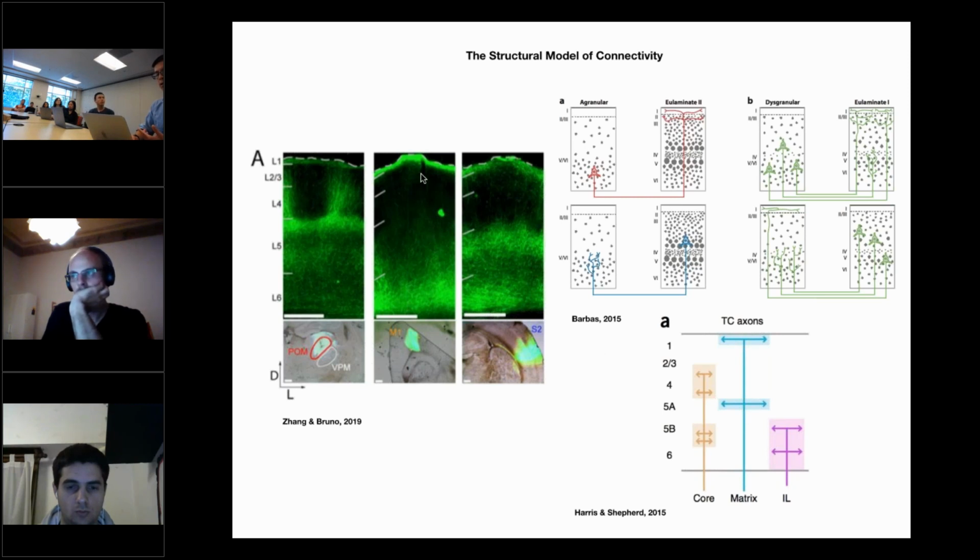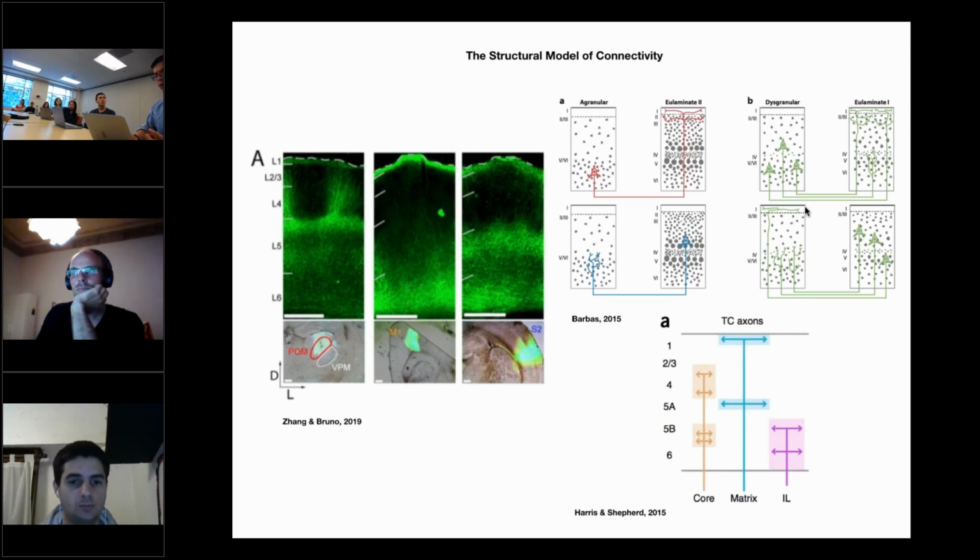This is agranular, right? M1 is agranular to eulaminate, right? So it has this structure. It goes to very superficial. Again, that's what you see right here. So if they were to inject a tracer here, see where it ends up in primary somatosensory cortex, it is here, layer 1. You see that? Very consistent with this. This also predicts layer 5. This is layer 5. Okay. There's some layer 6, of course.